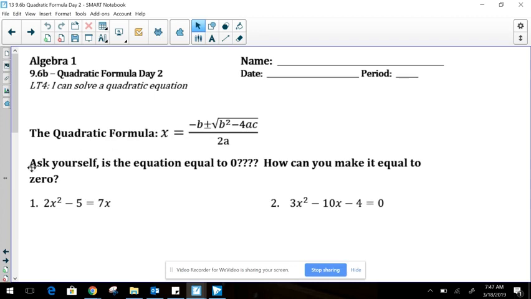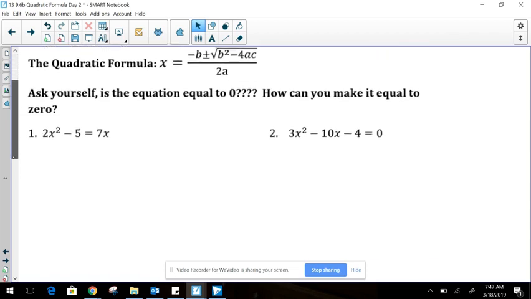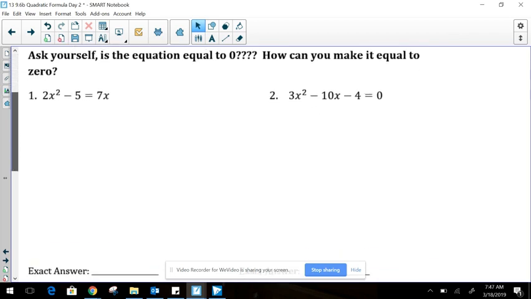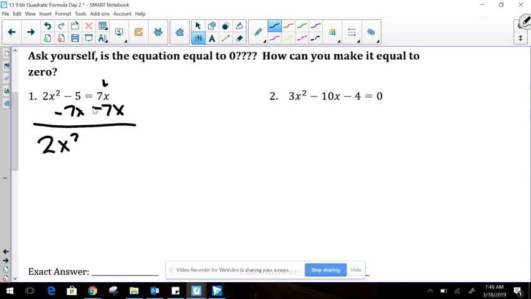Okay. It says here, ask yourself, is the equation equal to 0? If not, how can we get it to equal 0? Same method as we've been doing in the factoring section. What we did first, if it was not equal to 0, we subtracted that lonely side over to the other so we can have one side equal 0. So I have 2x squared, then minus 7x minus 5.